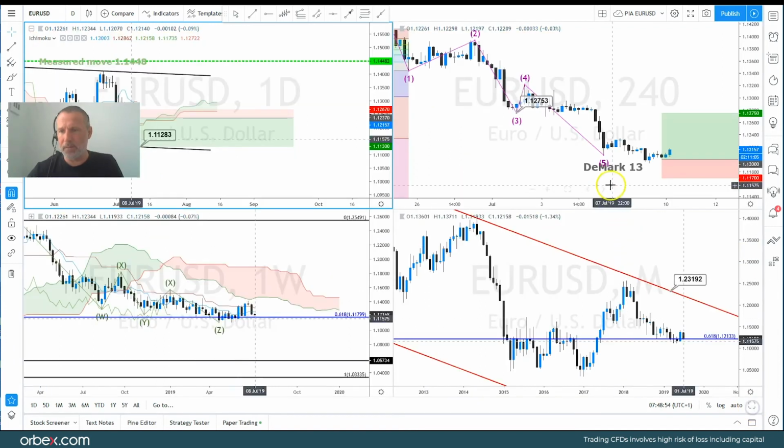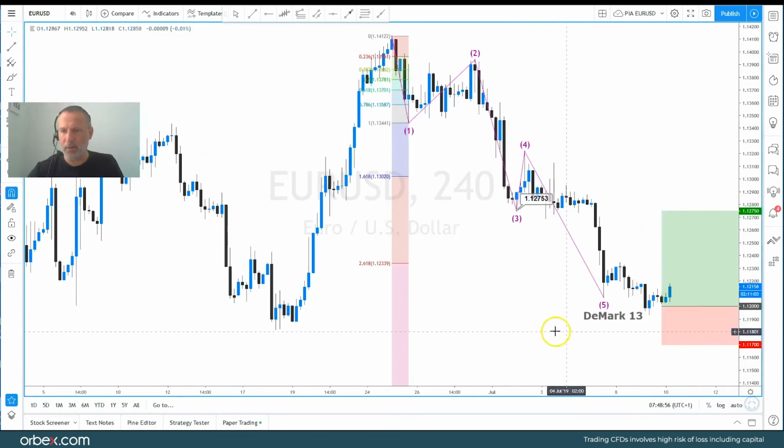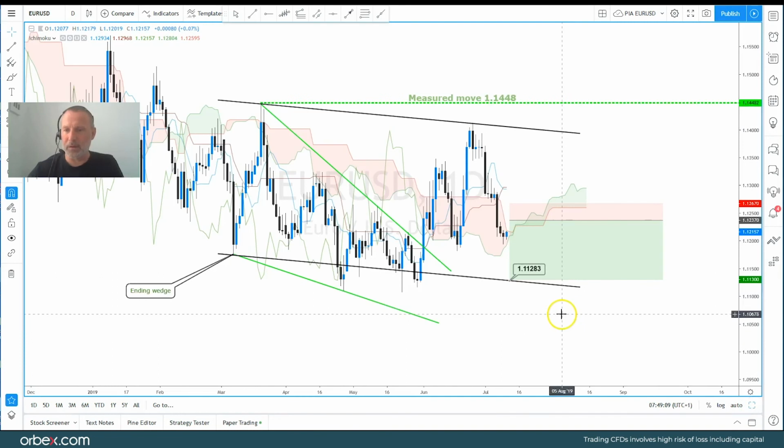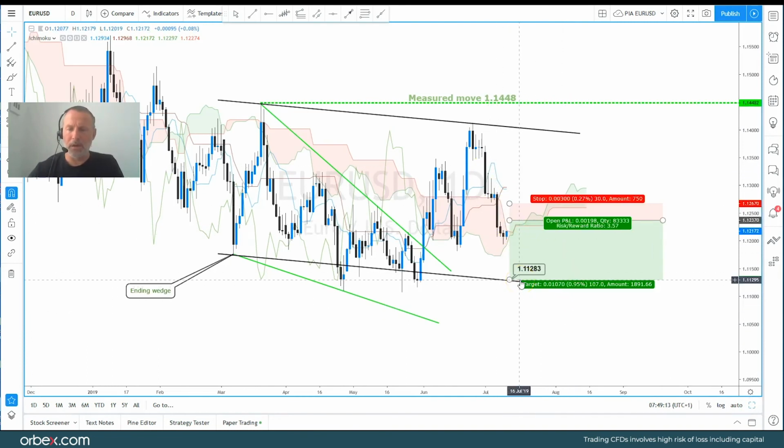We go to the intraday chart, and again we've got warning signs here. We had a 261.8% fib located here. We have pushed through it. Are we forming a fifth wave? But again, there's no clear indication at the moment that this sell-off is coming to an end. So we're looking for a push through lower towards this trendline support.